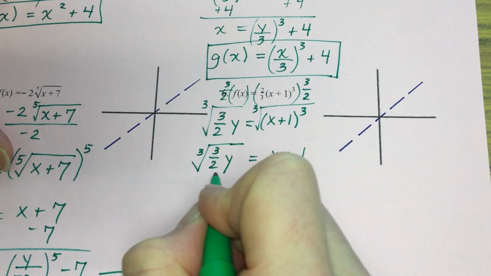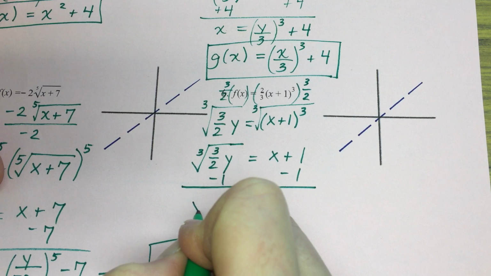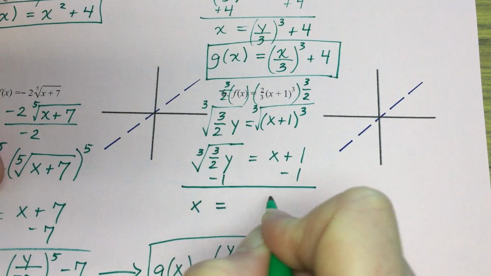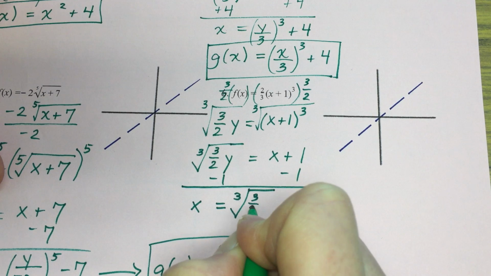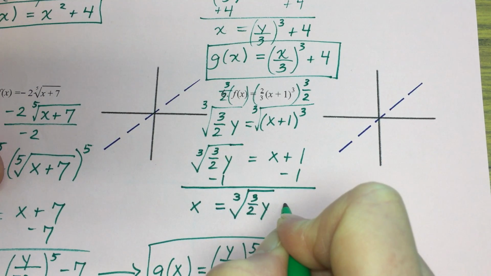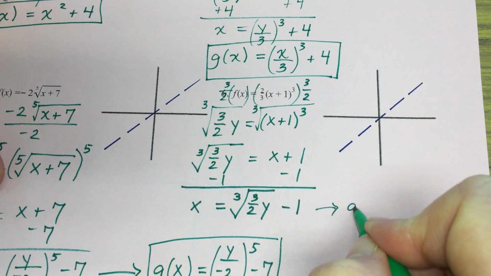Last step, subtract 1. I'll flip that x over to the left side at this point. Being very careful how I write this, that -1 does not go under the radical. And now we have our new function g of x.